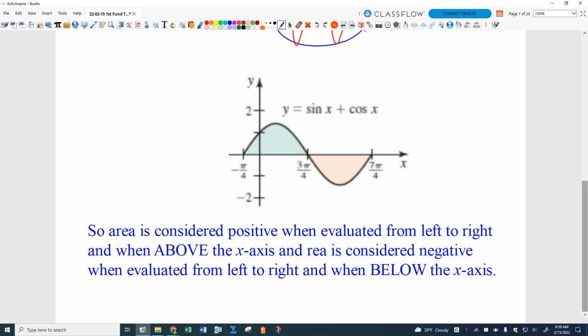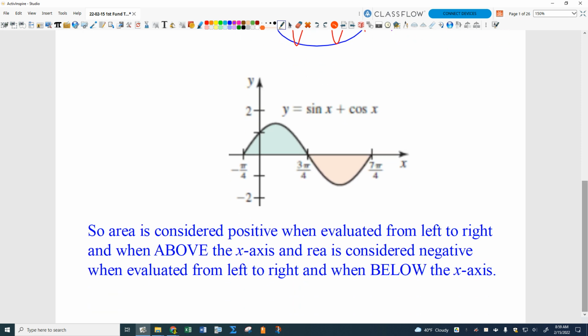So area is considered positive when we're evaluating it from left to right above the x-axis, right? And we did evaluate this from left to right, didn't we? We went from negative pi fourths to 7/4 pi. So we're moving from left to right, positive above the x-axis, negative below the x-axis. The total area of each lobe of that curve is equal, right? And so because this is negative, they just cancel each other out. Okay, make sense?